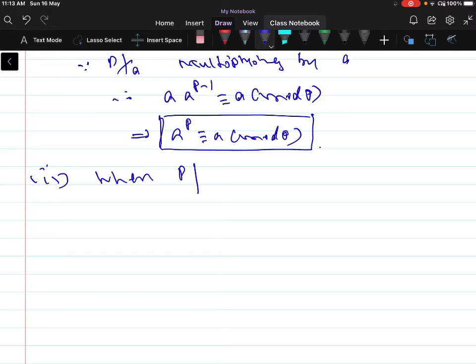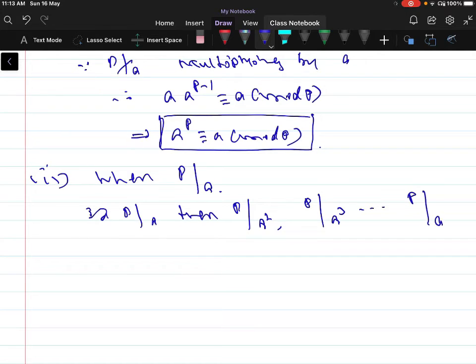When p divides a, then p also divides a square, p divides a cube also, and so on, p divides a to the power p also. For example, you can check here. Suppose 2 divides 4, where 2 is a prime number and a is equal to 4, any integer. So this implies 2 divides 4 square also, it means 2 divides 16 also, and so on, 2 divides 4 to the power p also.